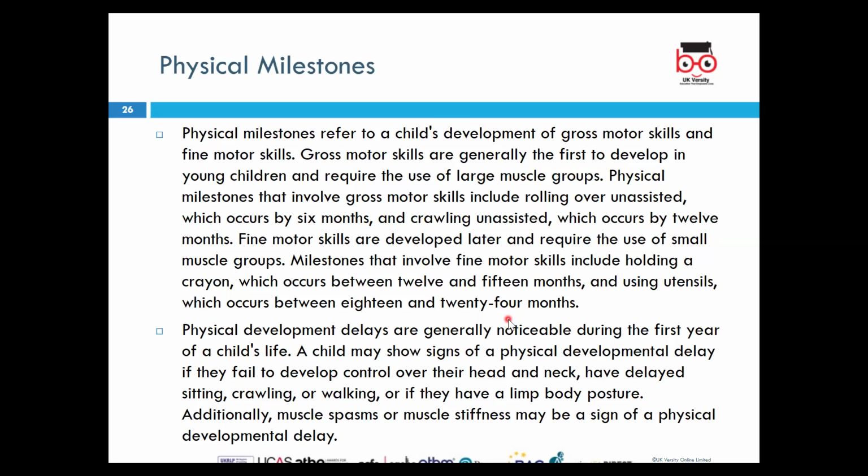Physical development delays are generally noticeable during the first year of life of a child, and you may see a delay if they fail to develop control over their head and neck. They have delayed sitting, crawling, walking. They have a limp body posture. Additionally, muscle spasms or muscle stiffness may be a sign of a physical development delay.